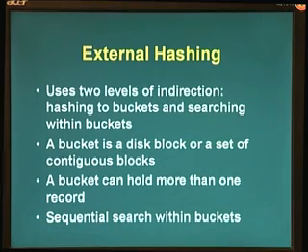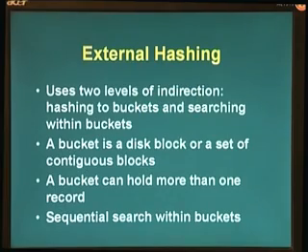So to summarize external hashing again, external hashing uses two levels of indirection, that is hashing into buckets and searching within buckets. A bucket is usually one disk block or a set of contiguous blocks, which is also important here. That is, there is no point having non-contiguous blocks as part of hashing, because we again need to store some information on how to access these blocks from one another. A bucket can hold more than one record, obviously, and this also depends on the record size, and we have to perform a sequential search within a bucket.